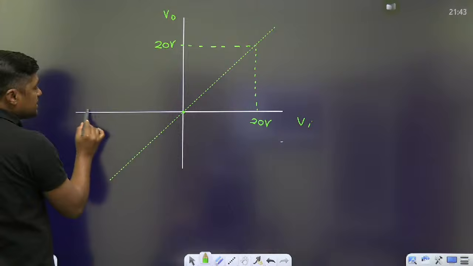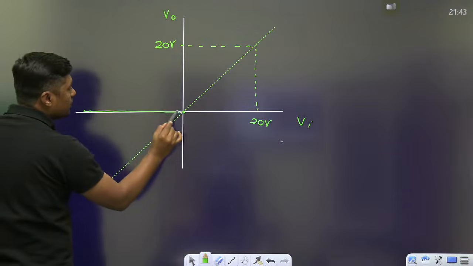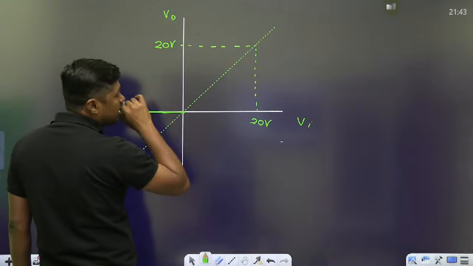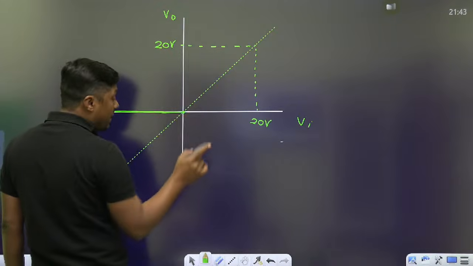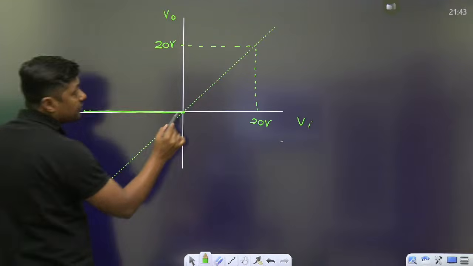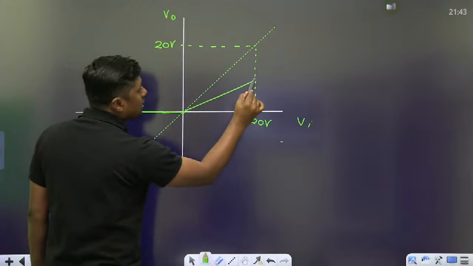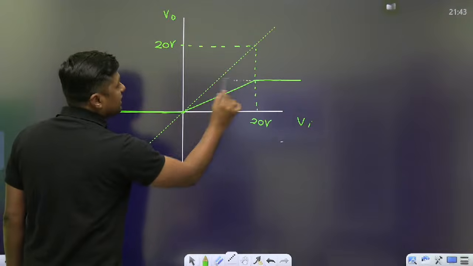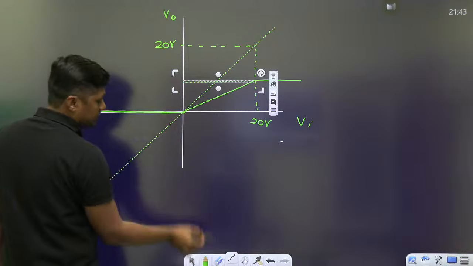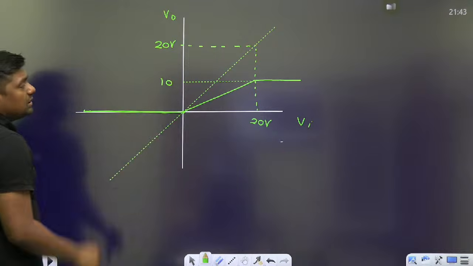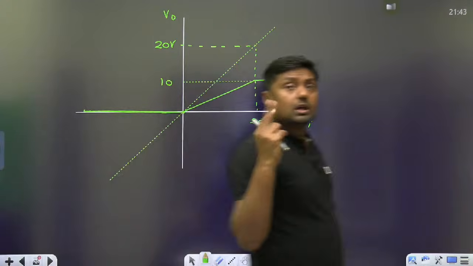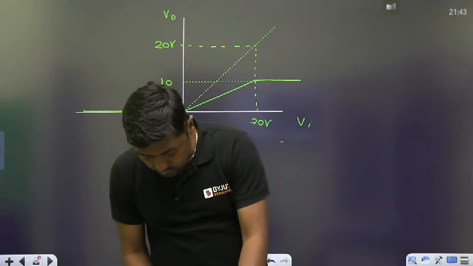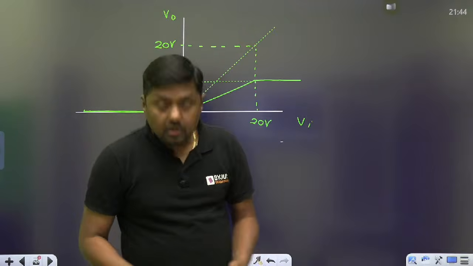When the input is less than 0 volt, output is 0. From 0 to 20 volt, what is the slope? VI by 2. The slope is half. And when it is 20, it is fixed at what? 10 volt. Fixed at 10 volt. And that is the transfer curve. That is the transfer curve for the two-level clipper. Any doubt? Any doubt, students?